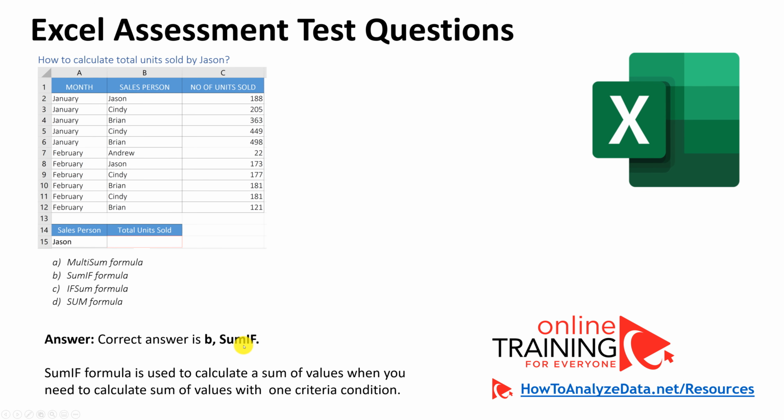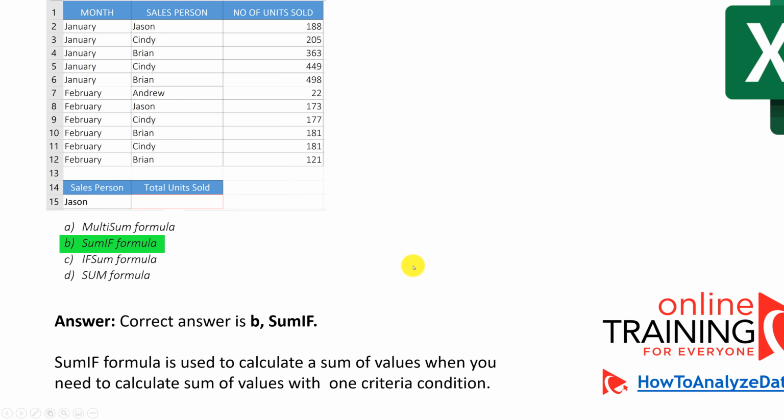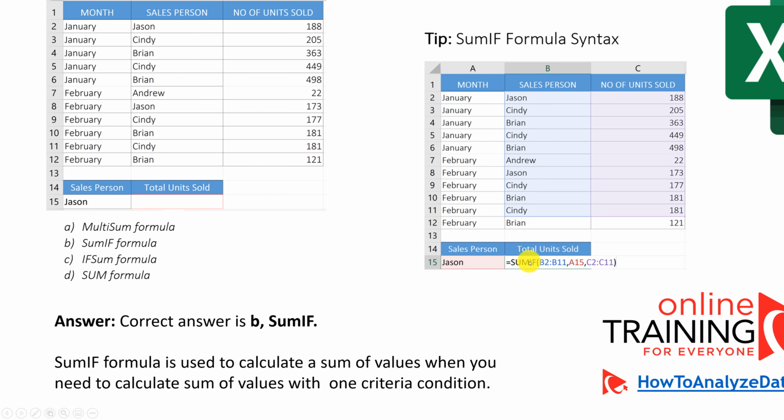So the correct value for this question is B, sum if function, because the sum if function is used to calculate the sum of values when you need to calculate a sum with one criteria condition. And this is the syntax of the formula that you can use.